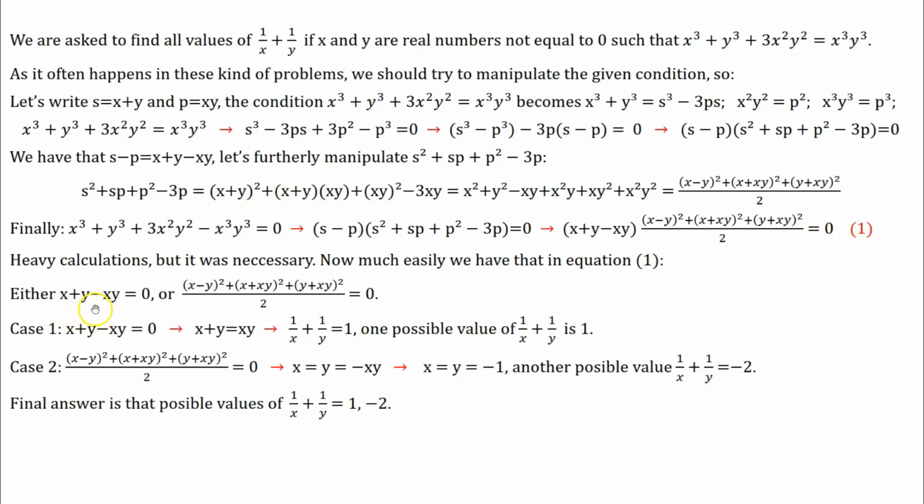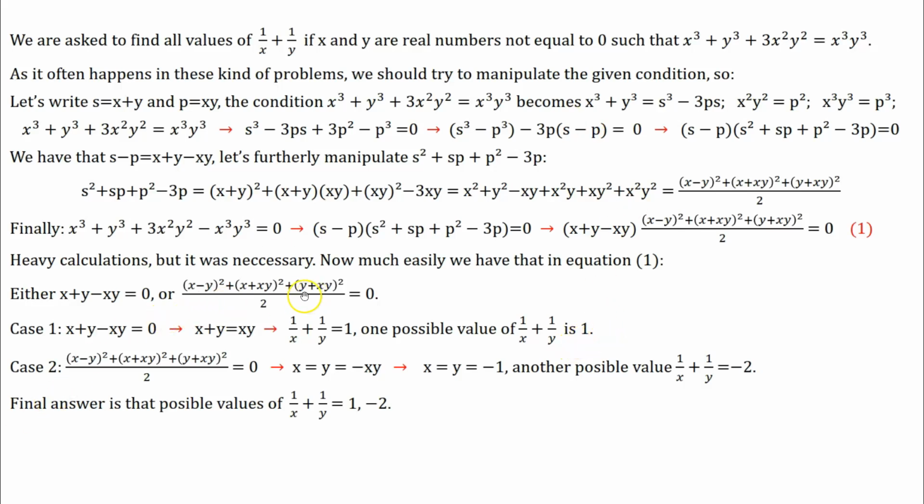Either x plus y minus xy is equal to 0, or the other factor is equal to 0. In the first case, when x plus y minus xy is equal to 0, we get that x plus y is equal to xy, and we can divide both sides by xy because x and y are not equal to 0. In this case, we will get that 1 divided by x plus 1 divided by y is equal to 1. So one possible value of 1 divided by x plus 1 divided by y is 1.